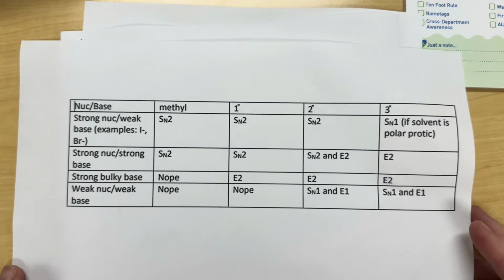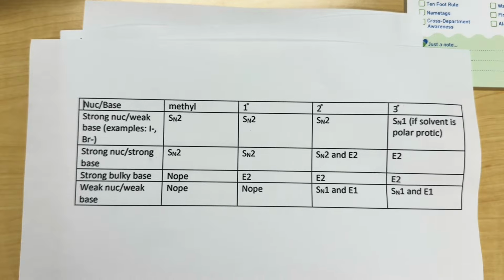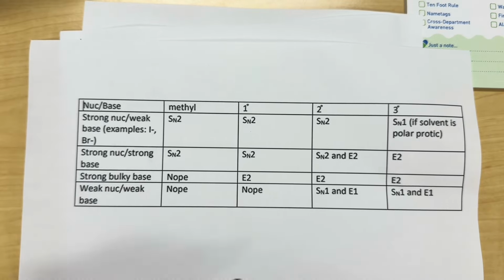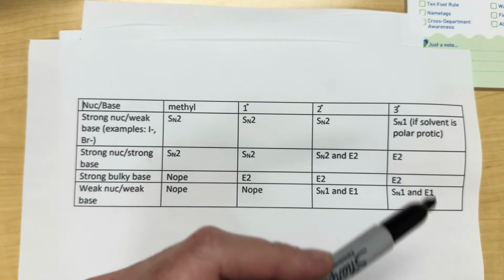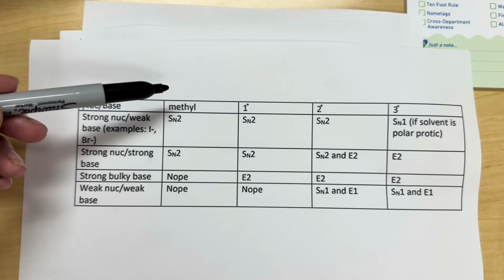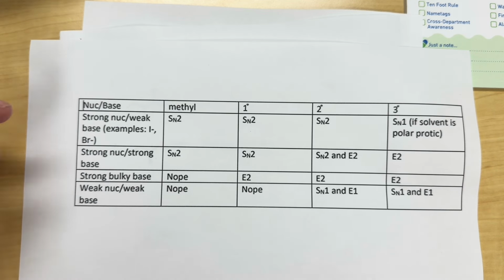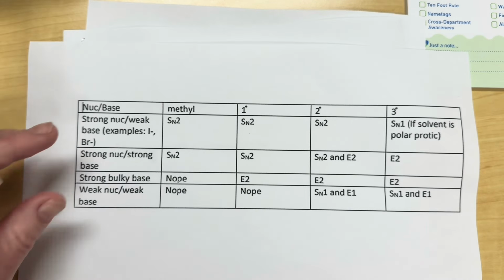Alright, so we kind of talked about this chart in general. If you have it memorized, it will help you quite a bit, but essentially it tells you if the alkyl halide is primary, secondary, tertiary, or methyl, what's going to happen. If it's secondary or primary and you have a strong nucleophile, you automatically know it's going to be SN2.